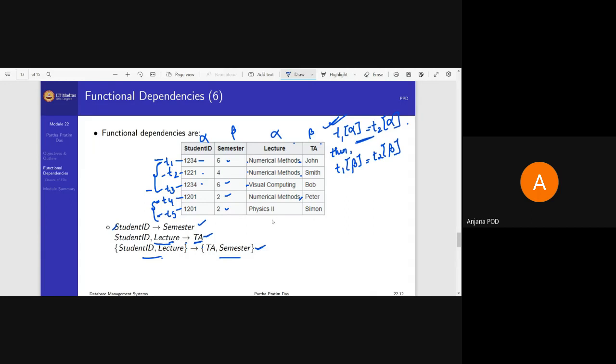So yeah, since we have proven the second bullet point, that student ID and lecture define TA, then the right hand side I can make larger. Any superset of that will also be determined, because the third point can be derived from the second: if it defines TA, it can define TA and semester as well. Yeah, that's right.